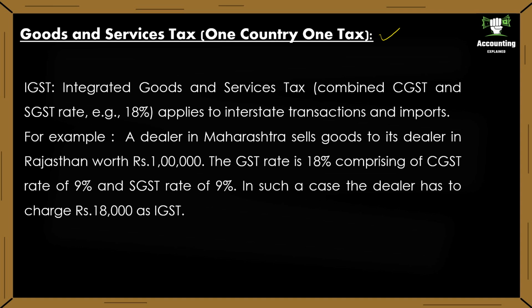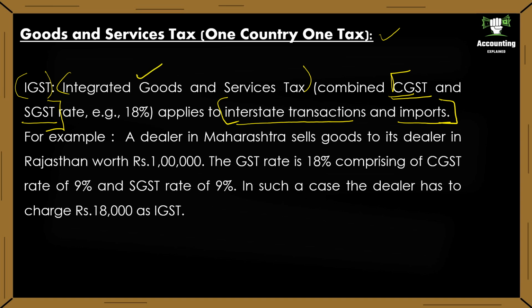Now I am going to give a brief description of what IGST is. IGST means Integrated Goods and Services Tax. It's a combination of both CGST and SGST. It applies to interstate transactions and imports. We know CGST and SGST separately are for intrastate, that is within the state. When you do interstate transactions and imports, you will be charged IGST, that is Integrated Goods and Services Tax. Let's see this with an example.